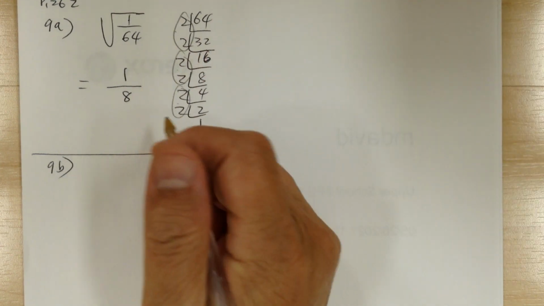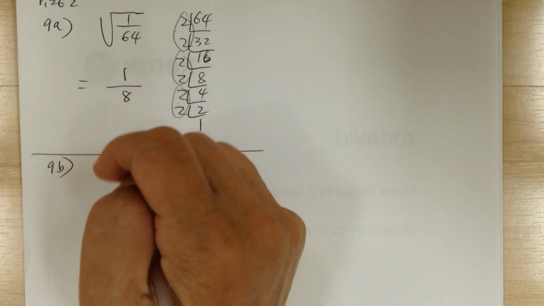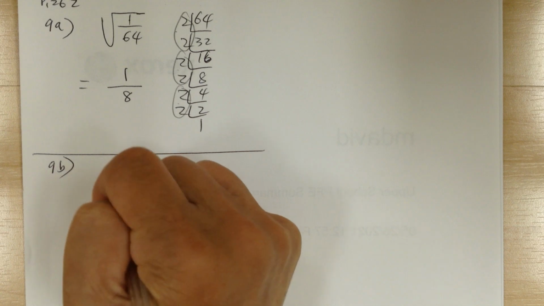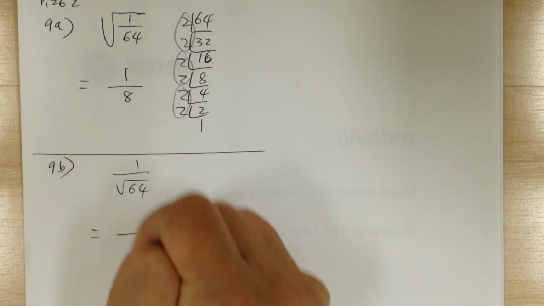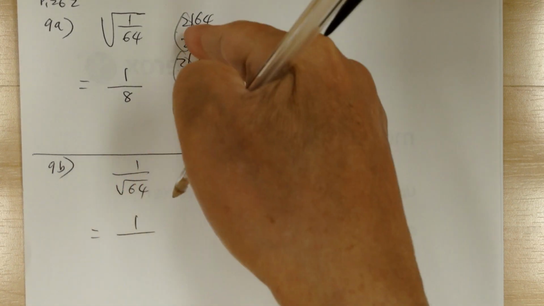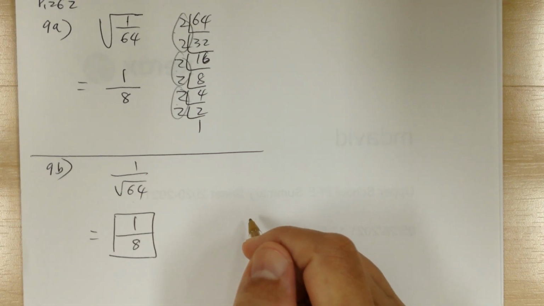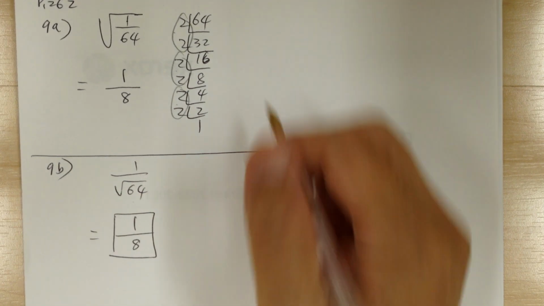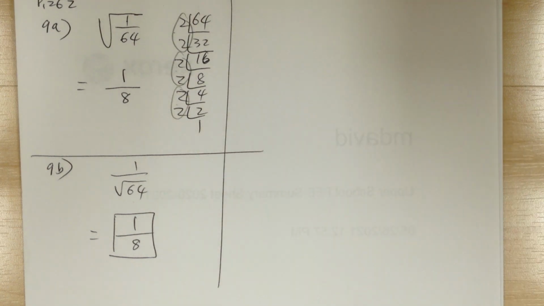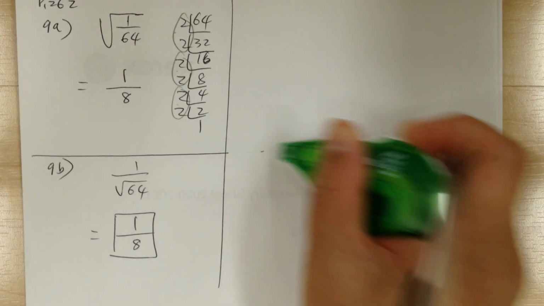Okay, 9b. You got 1 over square root of 64. So again, 1 doesn't do anything. Square root of 64, from here we know it's going to be 8. Okay. Let's go to 9c.